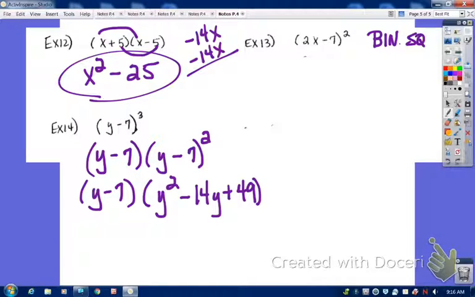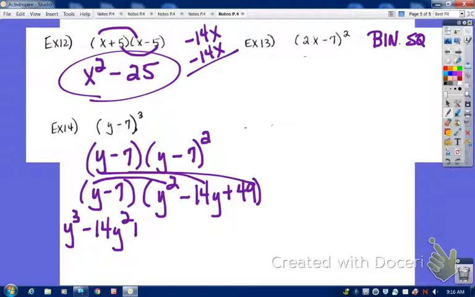So what I do is I just do my square, double, square shortcut, and then I have a binomial times a trinomial, which we've already went over, and we'll just do that the long way, okay? Unless you want to memorize the shortcut. So you're going to take this first y and you're going to distribute it into the trinomial. So y times y squared is y cubed. Y times negative 14y is negative 14y squared. Y times positive 49 is positive 49y.